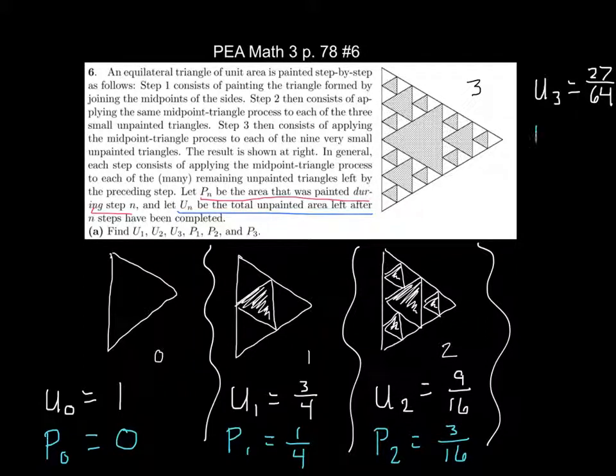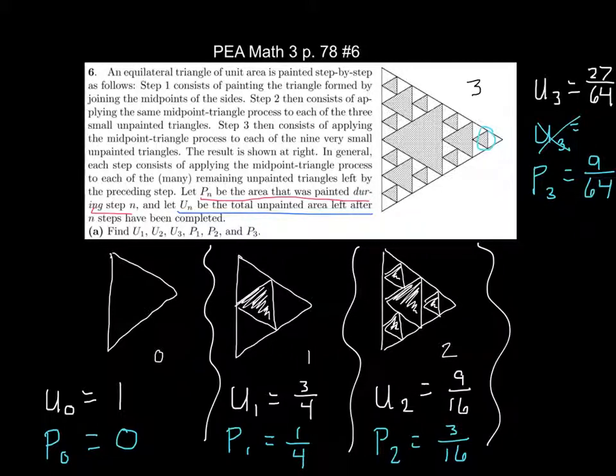And then P of 3. Oops, not U, it would have been P sub 3. How many were shaded during that step? 9. These little ones right here. There's 9 of them. So 9 were shaded during that step out of the 64. So there are your U of 1, U2, U sub 3, and then P sub 1 through 3.